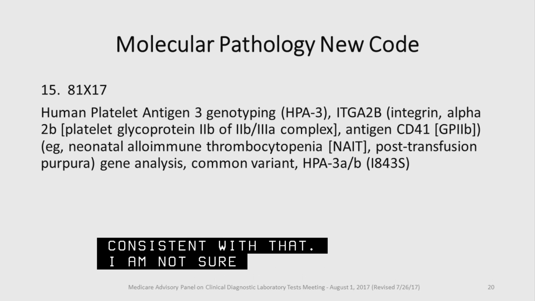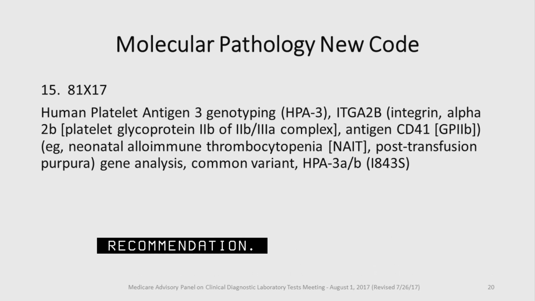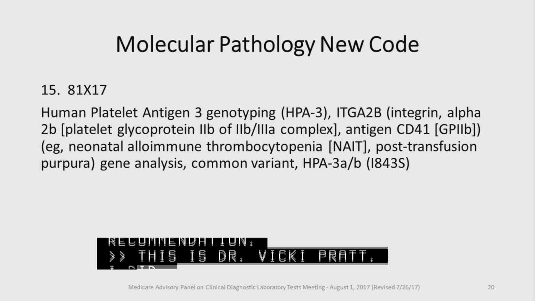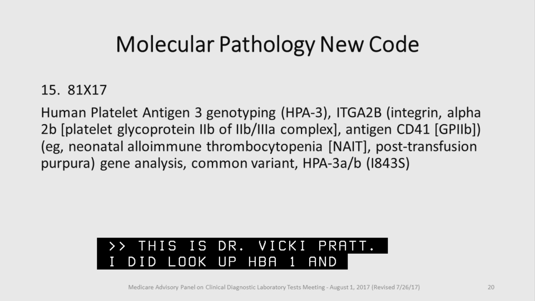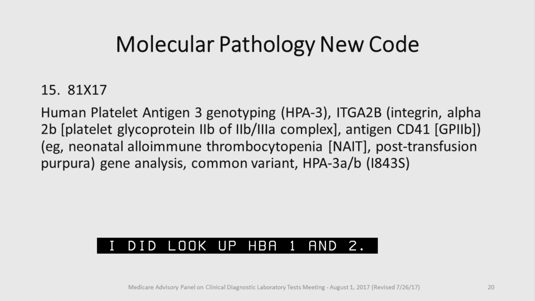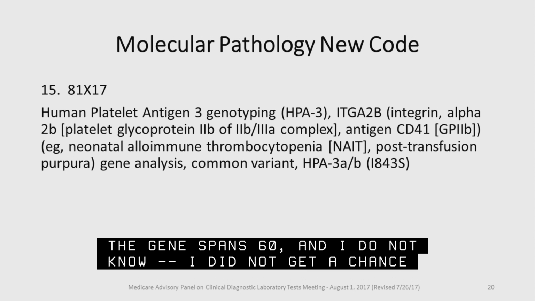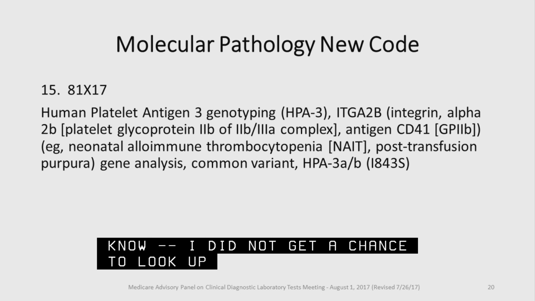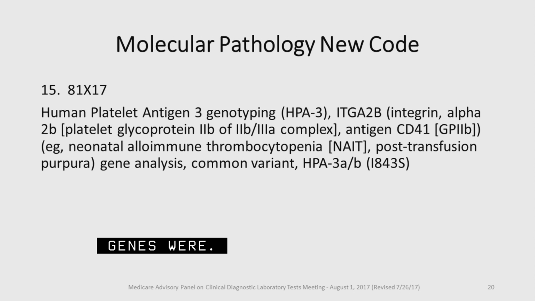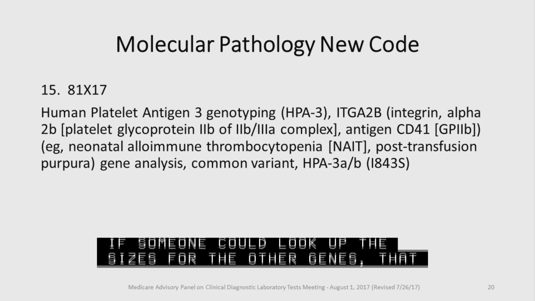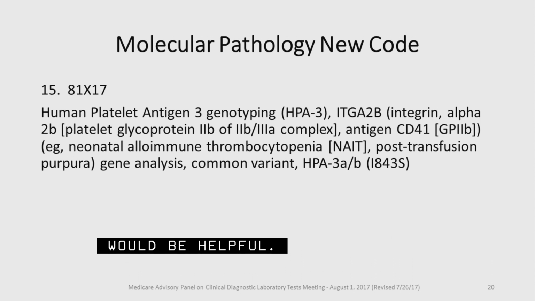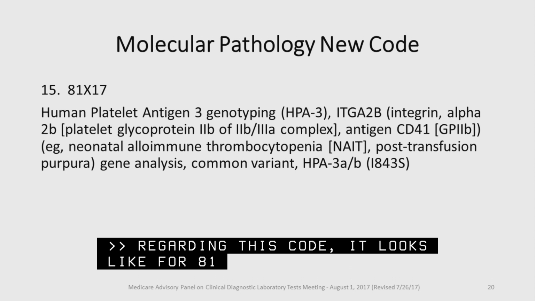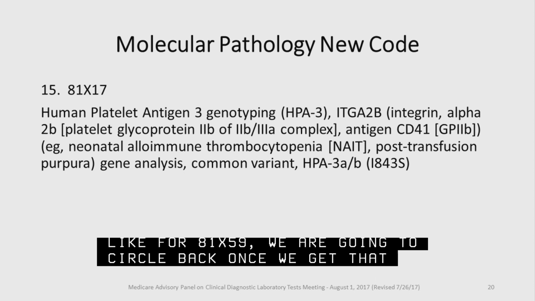This is Dr. Vicki Pratt. I did look up HPA1 and HPA2. Both of them are 30 kb each, so the genes span 60 kb. I didn't get a chance to look up how large the other two genes were. So if AMP or CAP can look up the other two sizes for the other two genes, that would be helpful. So regarding this code, 81X59, we're going to circle back once we get that information. Is that what the panel is asking? Yes, please. Okay, great.